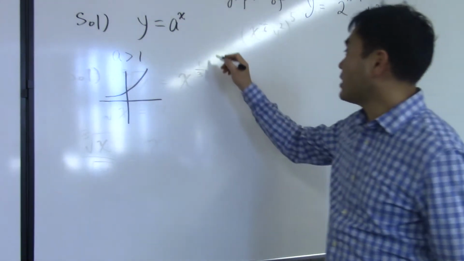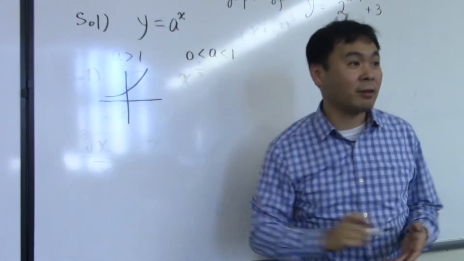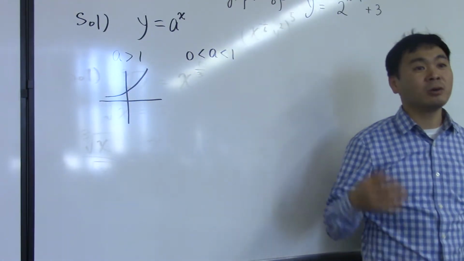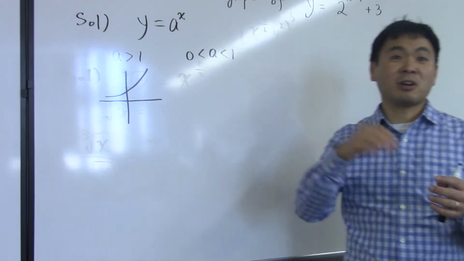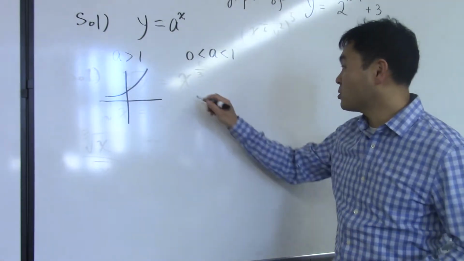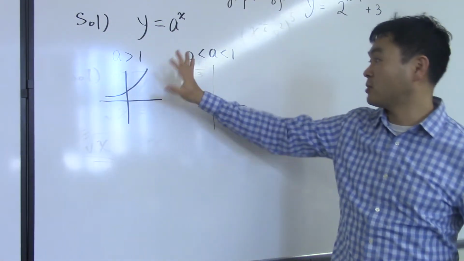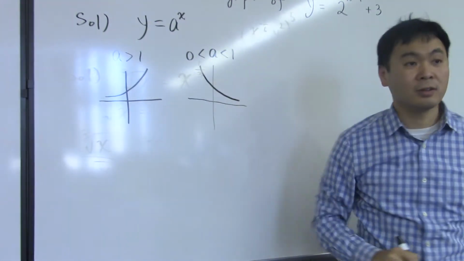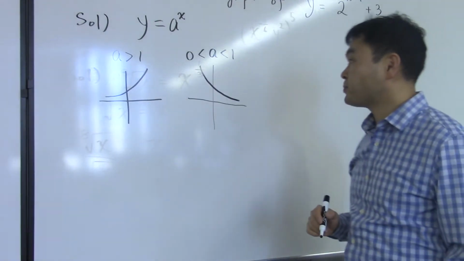Whereas if a is less than 1 but bigger than 0, think about 1/2. If you do 1/2 squared, that's 1/4, 1/2 to the third, 1/8, 1/2 to the 10th is 1 over 1024. So it just becomes smaller and smaller, right? It will decrease exponentially. So it's like taking this graph and flipping it that way. So the graph looks like this. These two graphs are something that you have to memorize.